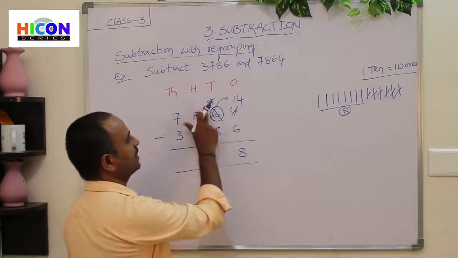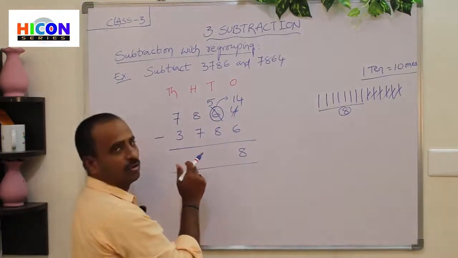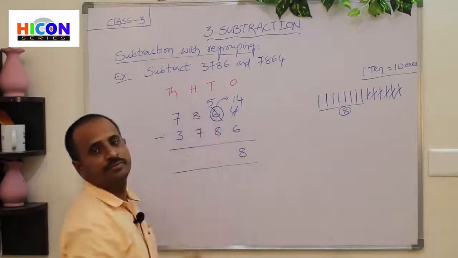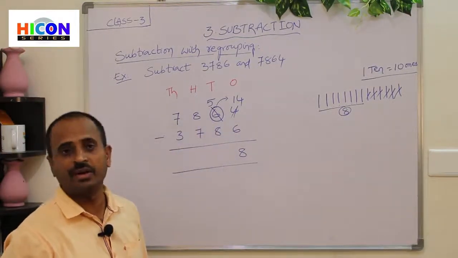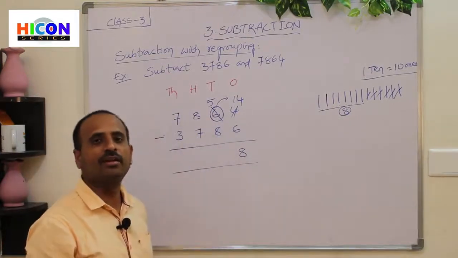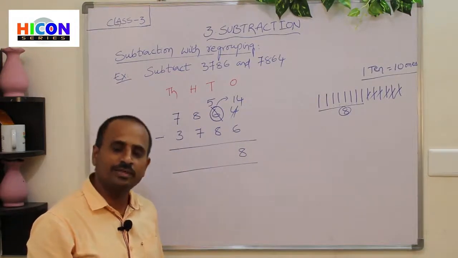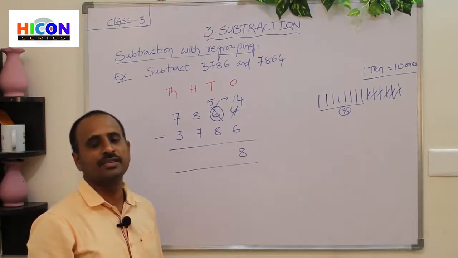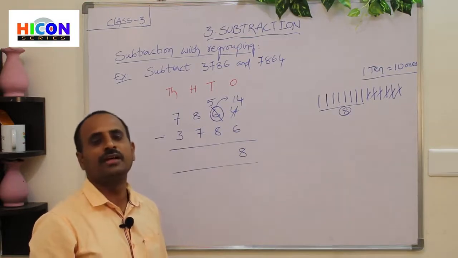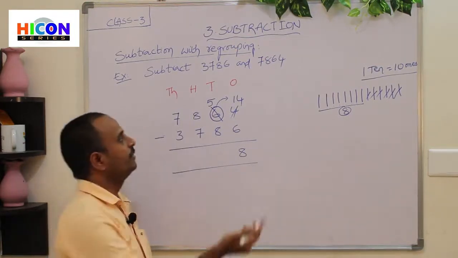So what are the digits present in tens place? 5 and 8. So now subtract 8 from 5. Is it possible? No, because 5 is the smallest number, 8 is the greatest number. We cannot subtract the greatest number from the smallest number. Then how can we do the subtraction? So again same process. If the subtraction is not possible, then we have to regroup, or we have to borrow from its next place.